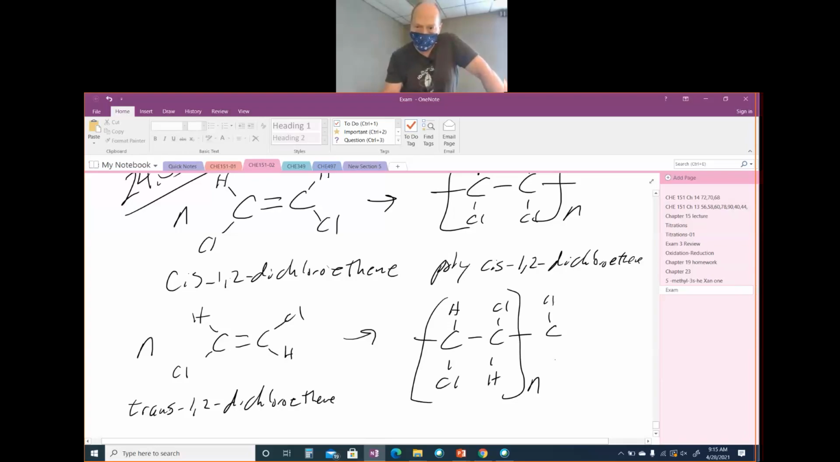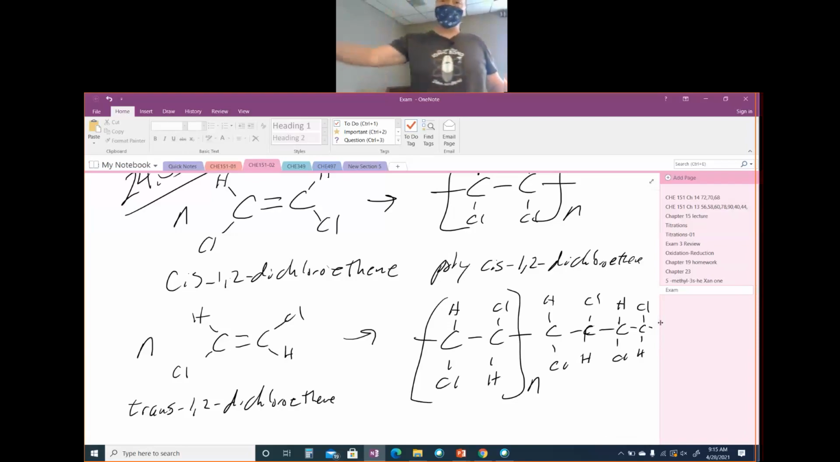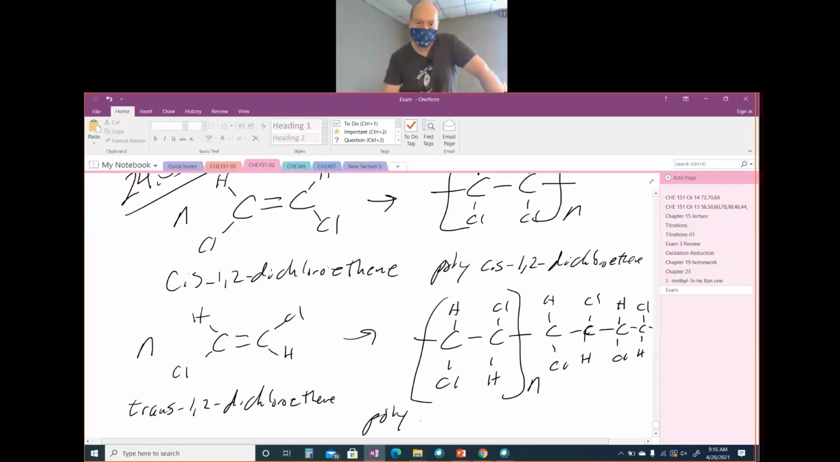You got your H, Cl, you got your Cl, you got your H. That's another molecule of that, all right? So then another molecule comes on, H, Cl, Cl, H, and then another molecule comes on. So it just keeps repeating many, many, many times. And so you simply put a bracket where it's repeating and you write N. All right, and so this is poly, and then just the name of the alkene. So you just simply put the poly in front.